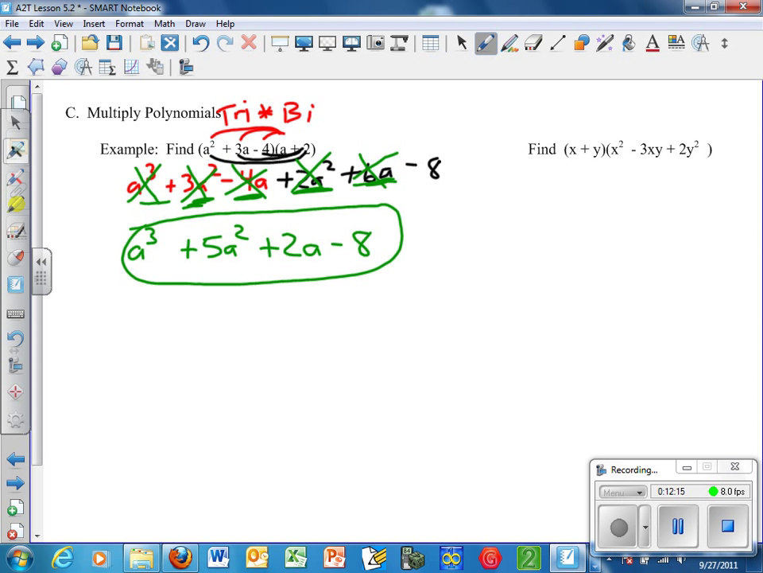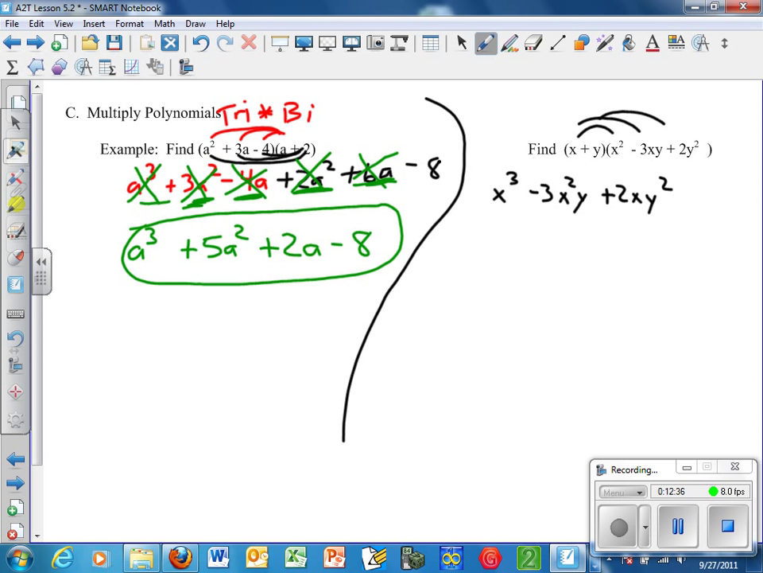We're going to distribute our x to all 3 terms. Okay, so if I do that, here's what I get. I get x cubed, okay, and then minus 3x squared y, and then x times 2y squared would be plus 2xy squared. And I'm going to continue writing in the next line here. I'm going to now distribute my y to all 3 terms.